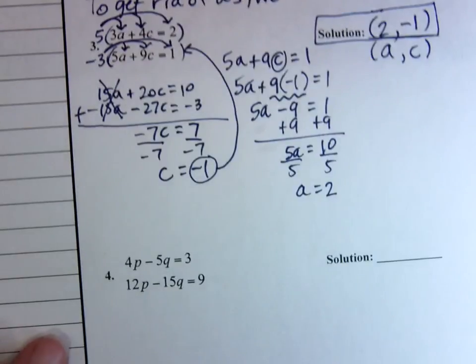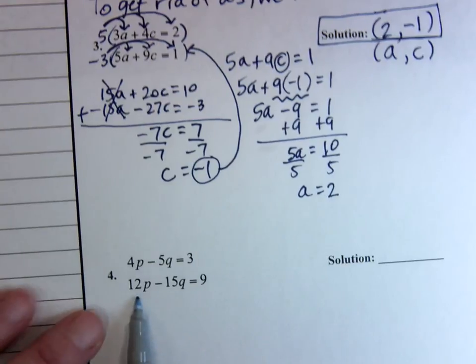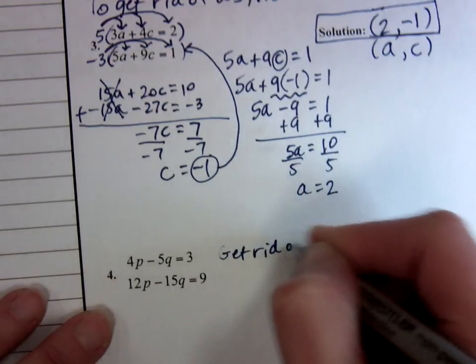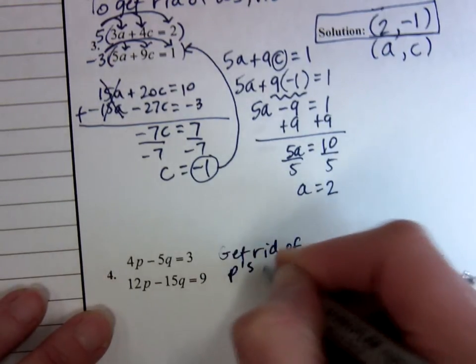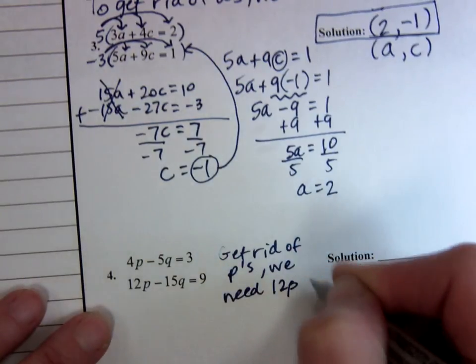All right, let's look at number 4. Do we have any opposites on the p's? Nope. How about opposites on the q's? Nope. So that means that we're going to have to find the magic number. What's the magic number for the p's? 12, that's right. So we want to get rid of the p's. We need positive 12p and negative 12p.